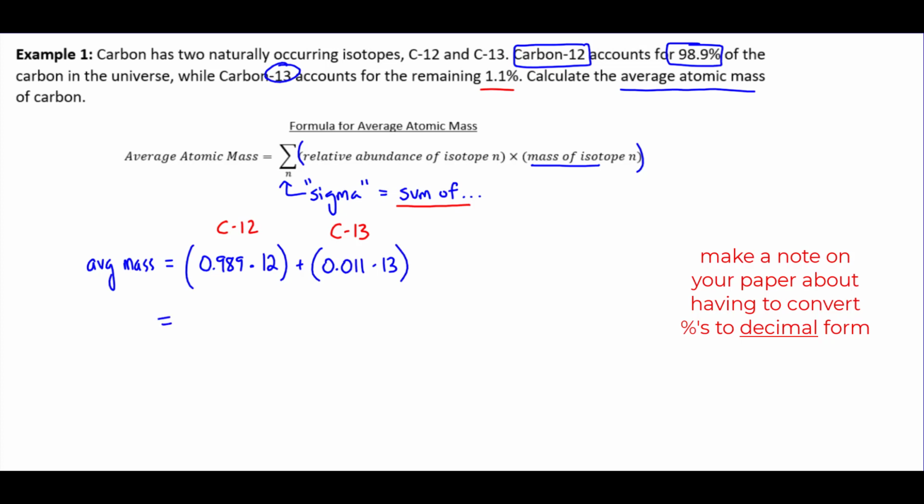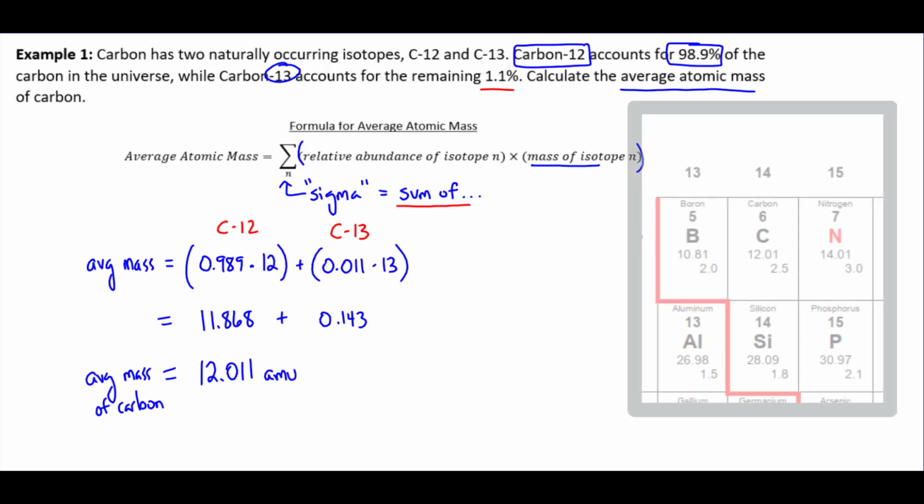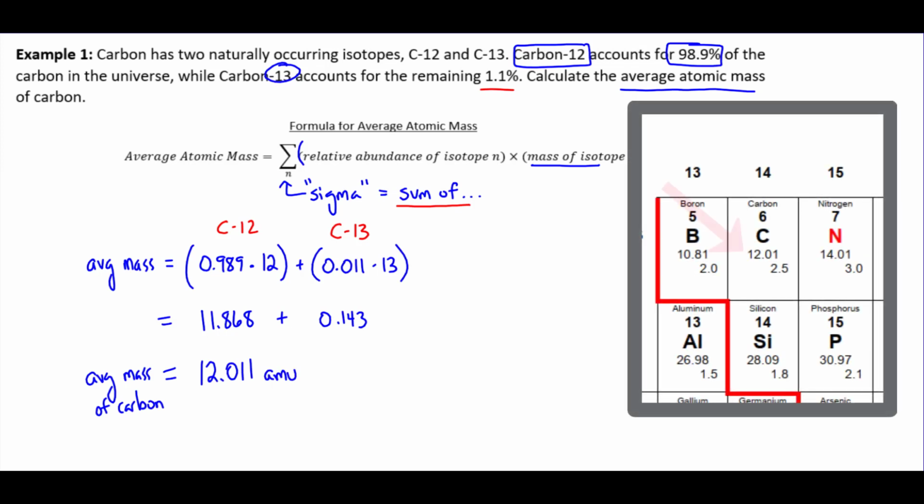So to finish up the math on that, this first part works out to be 11.868. And then the second part works out to be 0.143. And if you add those together, it works out to be 12.011. And that's atomic mass units. And lo and behold, that's exactly what you find for carbon's average mass on the periodic table. So if you've got this practice problem, I'm just going to move on to the next one.